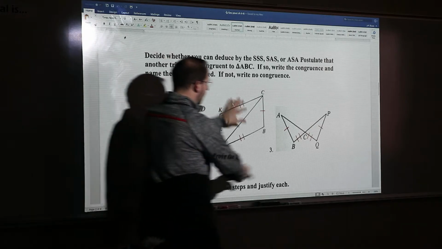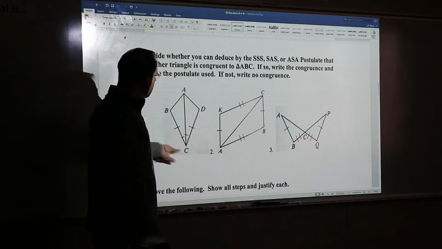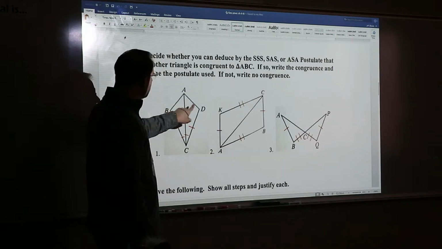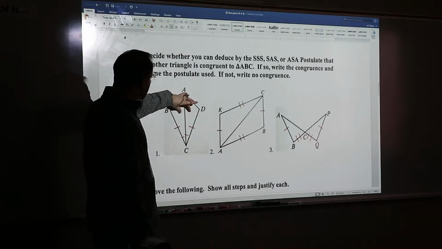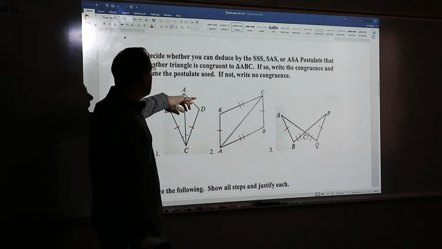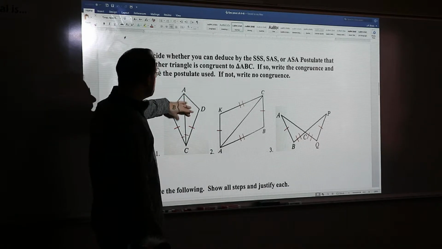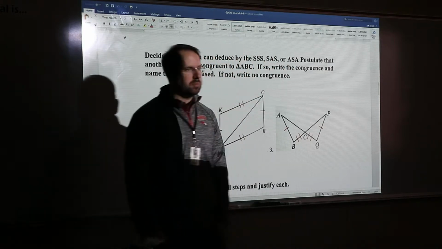These are 3 individual problems. I numbered them 1, 2, and 3. What you have to do is look at this picture and tell me, are the 2 triangles congruent? So are these triangles equal? And if they are, you have to put yes or no. If it's a yes, you have to tell me which one of these postulates explains it.